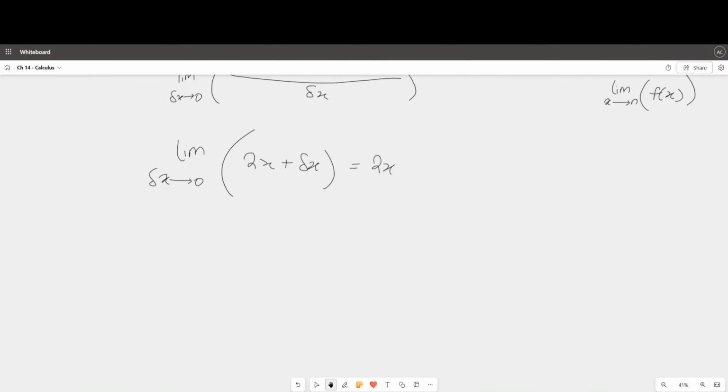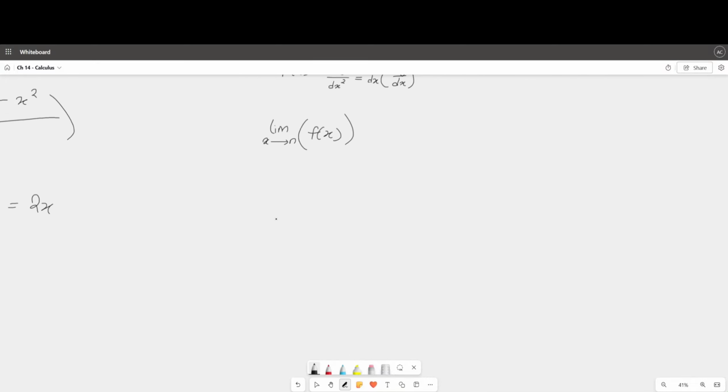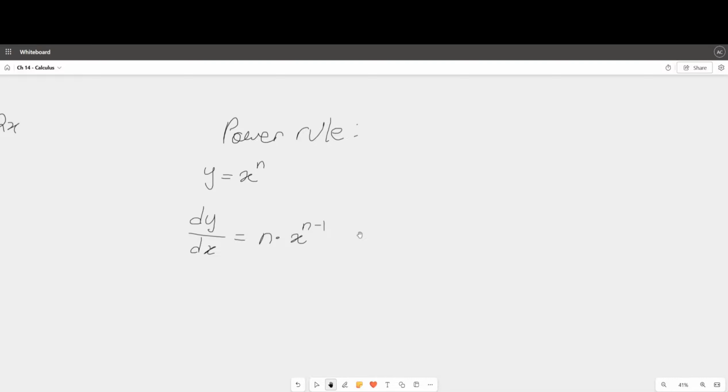So what do we say? We say that if f of x is equal to x squared, well, then dy by dx is equal to f dash x, which is equal to 2x. And this leads us to the first rule, which is called the power rule. So the power rule states simply that if we have y is equal to x to the power n, then dy by dx will be n multiplied by x to the power n minus 1. And this is what you will be using most often for almost everything, really.